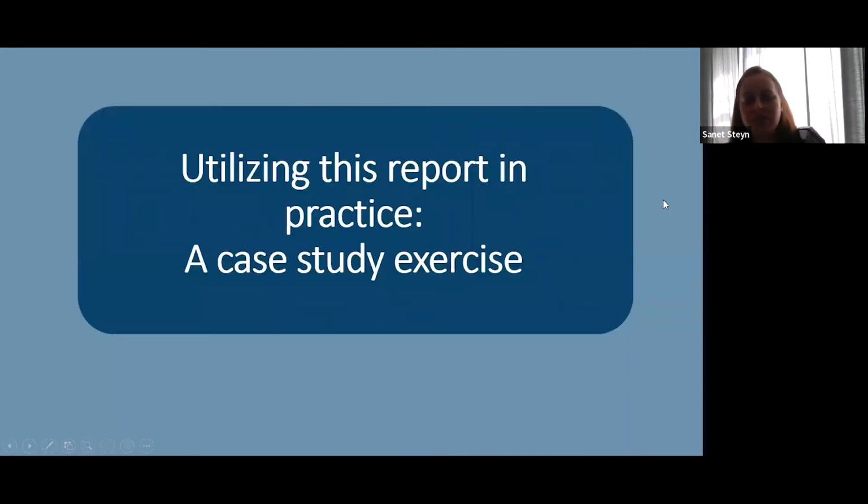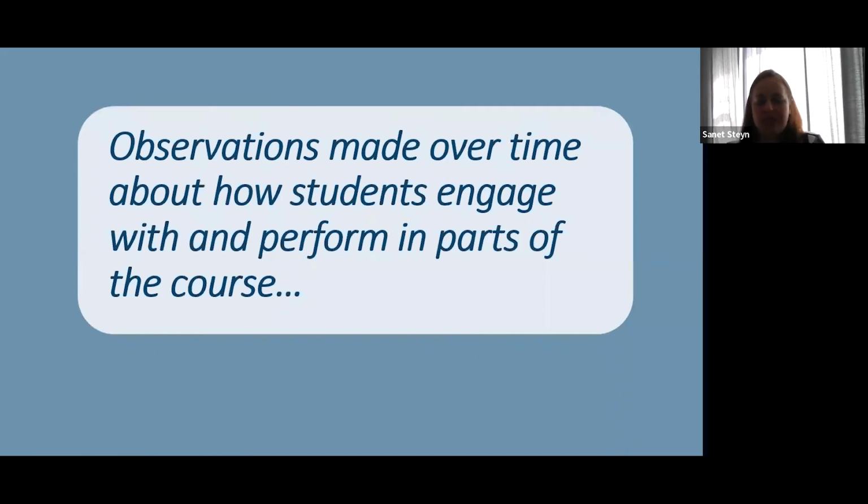Okay, so we want to look at utilizing this report now in practice. The typical thing that we would first do is look at the observations that we've made over time about these students engaging with a particular course, or if your context is different, if you're working with some sort of support structure, then you're looking at what you've noticed from your interaction with students, or your provision of support to them. And from that, you have a sense of where the pain points are.